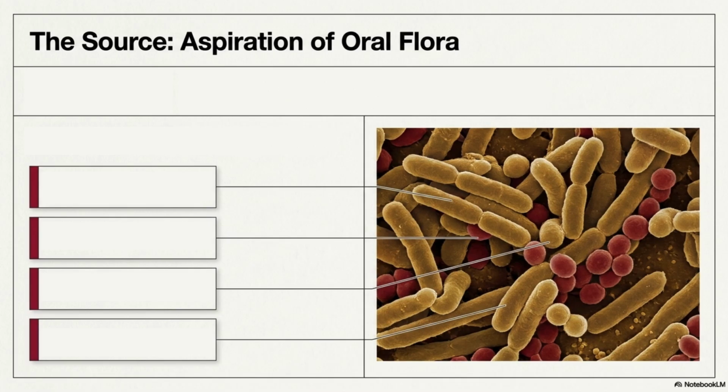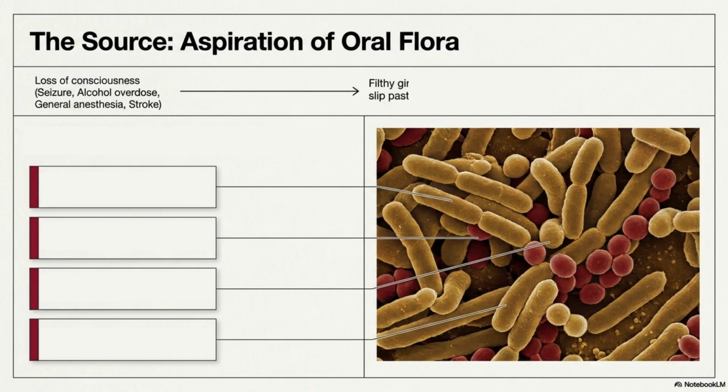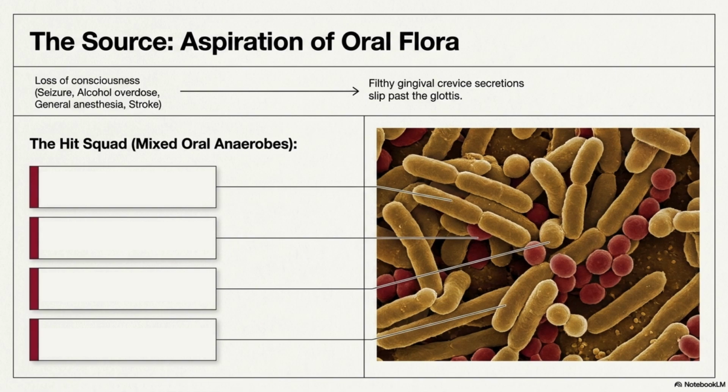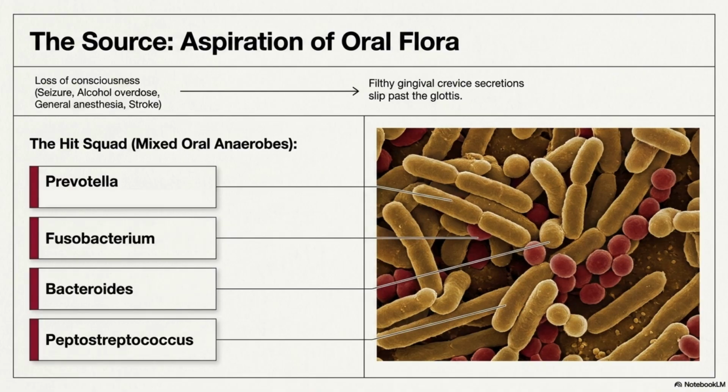Let's investigate the source of this mass, which is the aspiration of oral flora. This typically follows a loss of consciousness, such as seizure, an alcohol overdose, general anesthesia, or a stroke. While unconscious, filthy gingival crevice secretions slip past the glottis. This brings in what I call the hit squad, a group of mixed oral anaerobes. The key players you need to know are Prevotella, Fusobacterium, Bacteroides, and Peptostreptococcus.